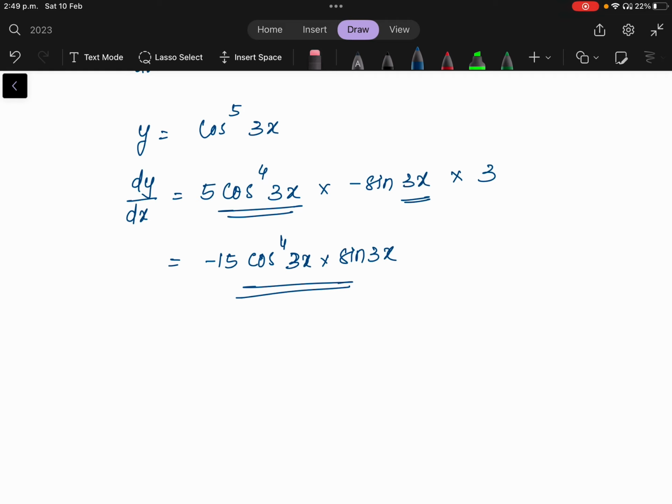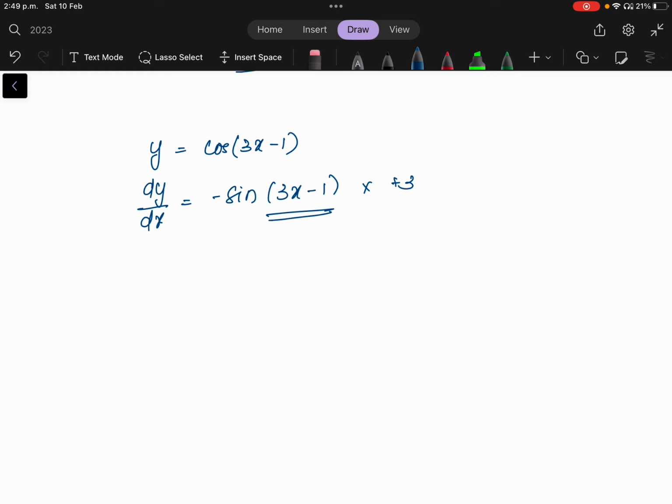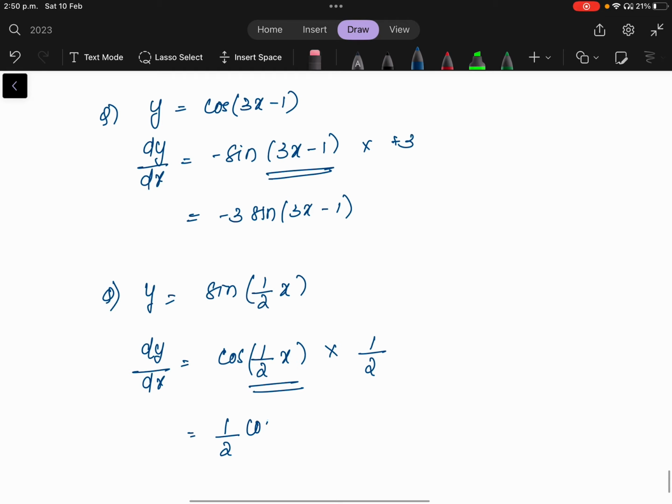Let us try some questions from this section. So y is equal to cos of 3x minus 1, dy over dx will be minus sine of 3x minus 1, and then times 3, so which is equal to minus 3 sine of 3x minus 1. Next question, y is equal to sine half x. So dy over dx will be equal to cos half x. Since it is anything other than x, you have to differentiate that. So it is half. So that's equal to half cos half x.